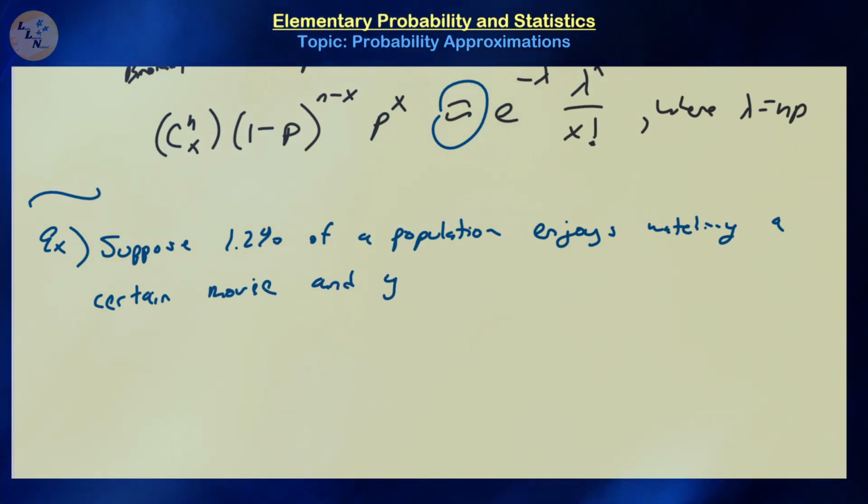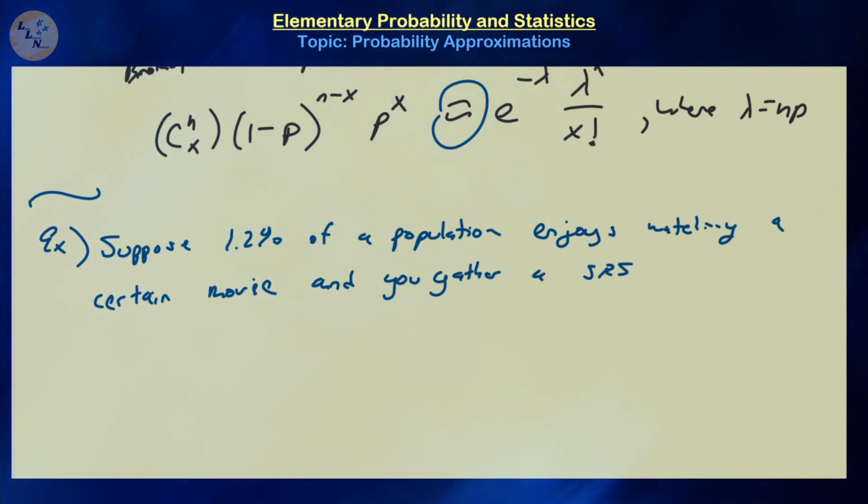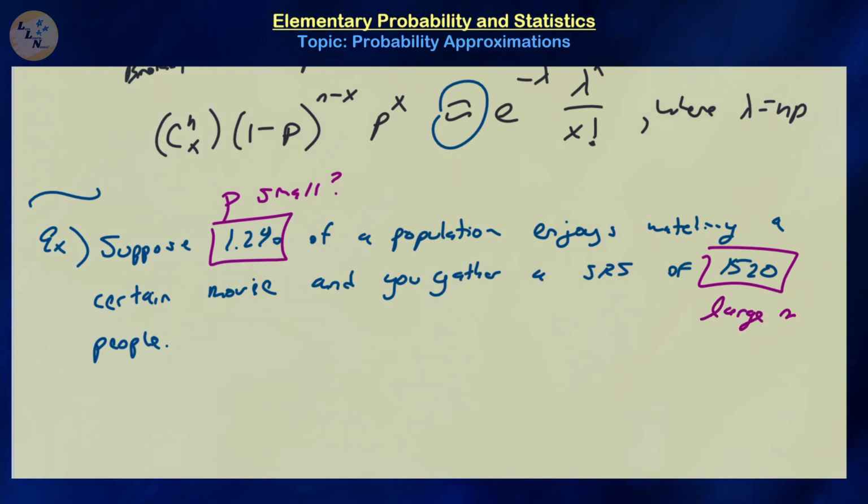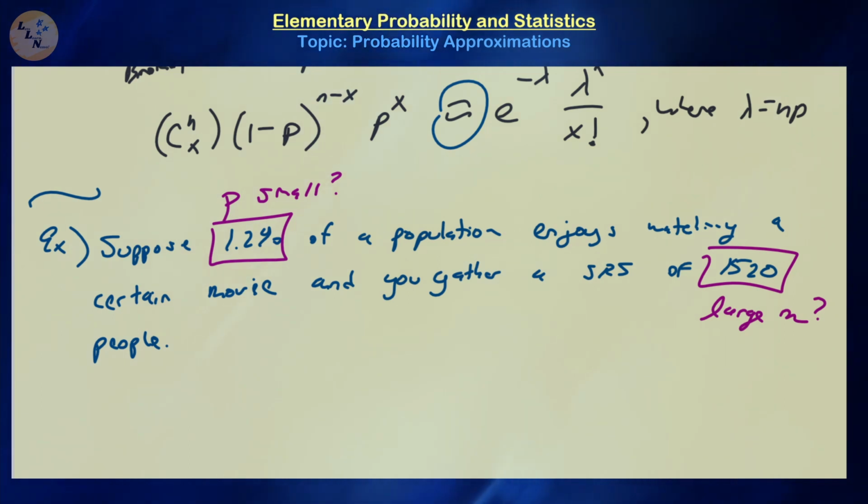And you gather a simple random sample of, let's assume, 1,520 people. So the first thing that we need to at least decide in our minds is: is this a small probability of success, and is this a large sample size n? If you can justify to yourself that these two are indeed true, then you can use a Poisson distribution to approximate this binomial type of problem.